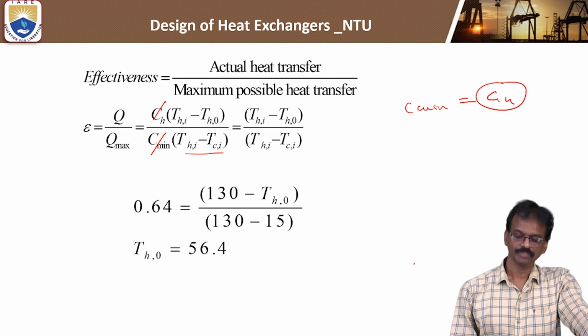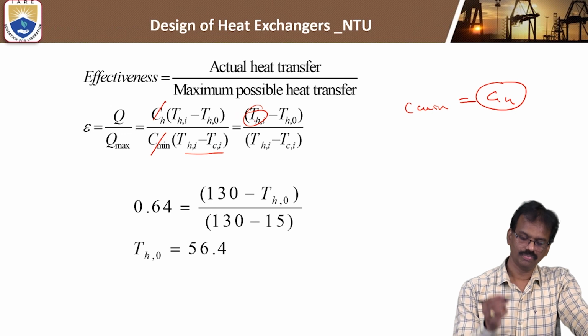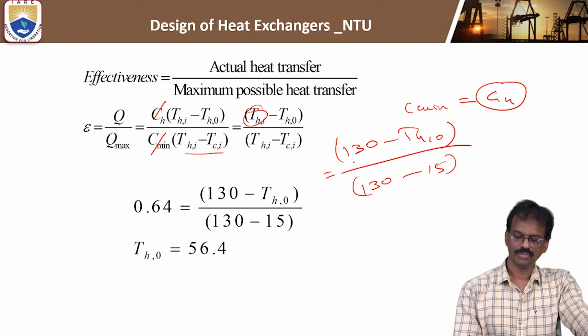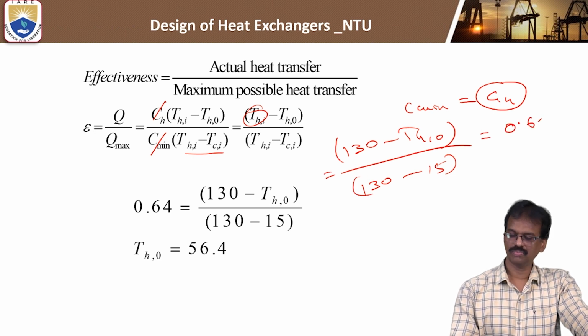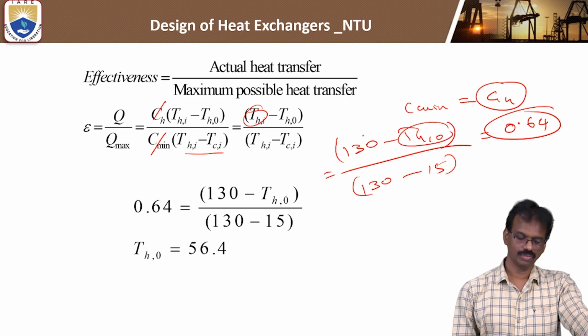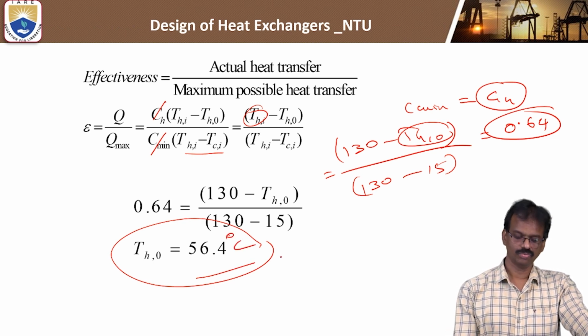So here, the inlet temperature values: you know the hot fluid inlet is 130, minus THo, which you don't know. Hot fluid inlet is equal to 130, cold fluid inlet is equal to 15. Effectiveness is equal to 0.64. So by using this formula, you can find out the hot fluid outlet. So the hot fluid outlet is equal to 56.4 degrees Celsius.